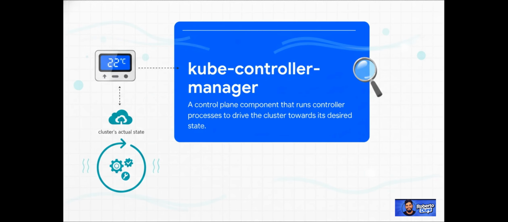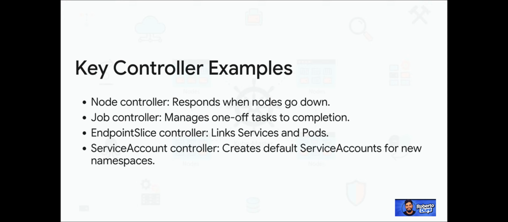If it only sees 2 copies running, it takes action to start a third one. It's always working in the background to make reality match your desired state. And this controller manager isn't just one thing. It's actually a collection of different controllers, each watching over a specific part of the system. For instance, the node controller notices when a worker node suddenly goes offline. The job controller makes sure that a task you only need to run once actually finishes. Each one is a little automated process dedicated to keeping one part of the system in check.